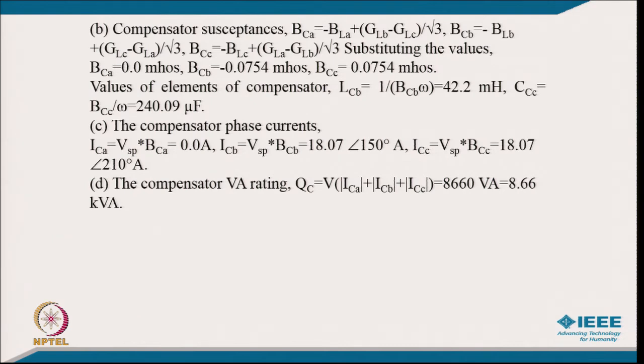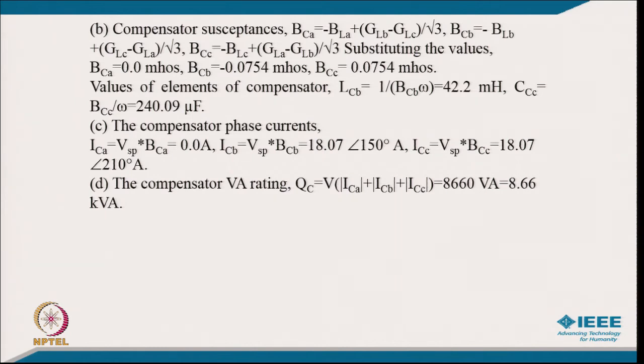The elements to be put across B to neutral is an inductance, that comes to 4.22 millihenry, and across line C to neutral is a capacitance of 240.09, and that causes the neutral current to go to 0. I mean, the neutral current flows are the two phases. For the compensator current, we can find out the elements: in A phase 0, in B phase the value corresponding to this per phase voltage multiplied by the susceptance, and the same for C phase. Taking the absolute value multiplied by the voltage, it comes to 8.66 kVA.